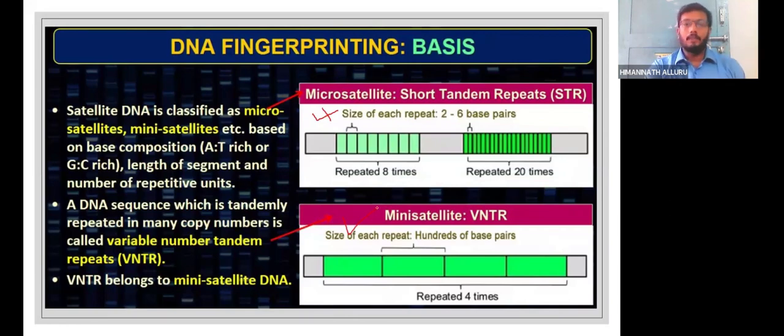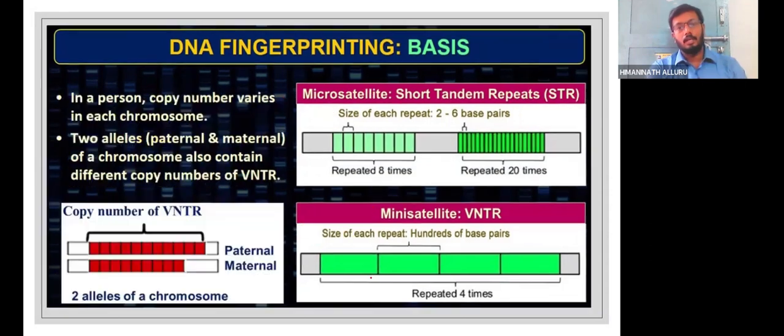Again, we need to put into the minds of students that in a variable number tandem repeat, hundreds of bases will be repeating n number of times. It can be 4 times or it can be 10 times also. The number of repetitions can differ, but in each segment at least hundreds of bases will be there. Whereas in a microsatellite, it will be just 2 bases, 6 bases, 5 bases. With 5 bases, we cannot study them properly. We cannot compare two different individuals. So we need minisatellites only, that is VNTR.